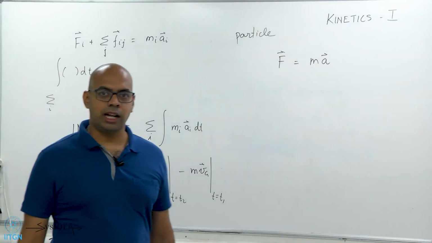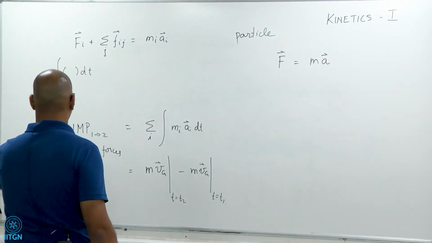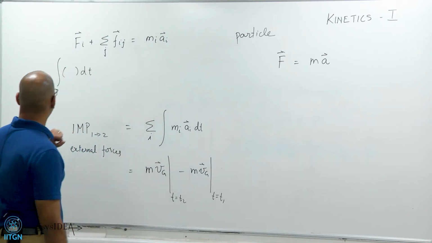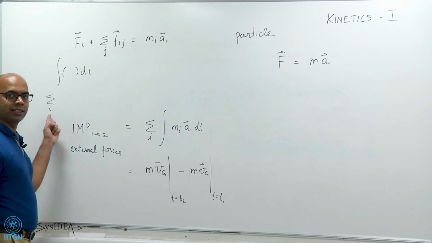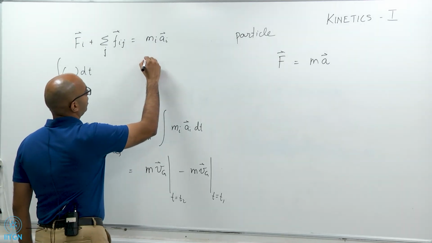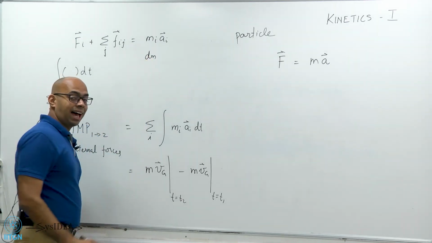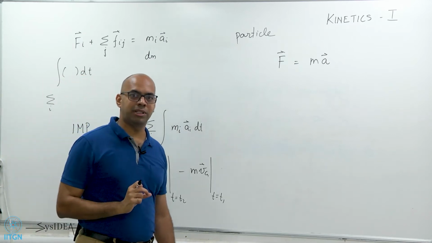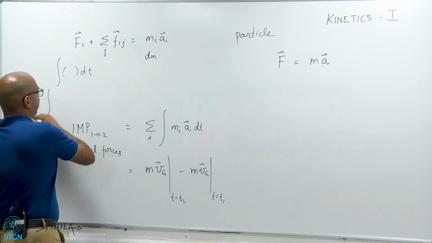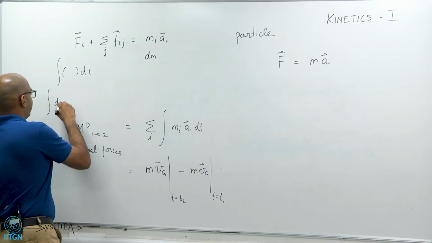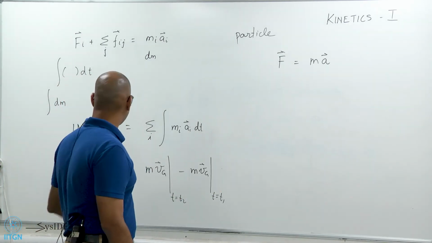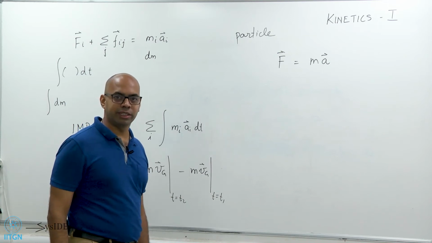We can now start talking about rigid bodies, and everything that we have done here is still applicable to rigid bodies as well. Of course, when we are talking about a rigid body, instead of m_i you might have a dm, an infinitesimal element, and instead of summing over i, you may be integrating over dm. So the operation will change, but the principle will remain the same, and you will still get exactly the same thing.